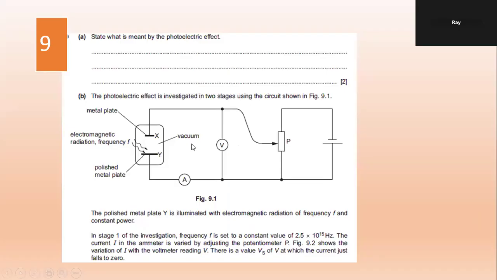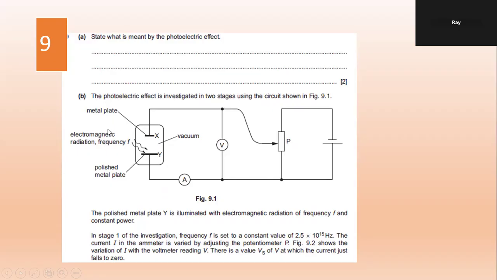In this one you can see there's a surface that emits the electrons, and there's a vacuum. That surface is positively charged, so you are trying to pull the emitted electrons back by increasing the potential across it. This is the cathode, this is the anode. Photoelectric effect is investigated in two stages using the circuit shown in figure 9.1. The polished metal surface Y is illuminated with electromagnetic radiation of frequency f and constant power.